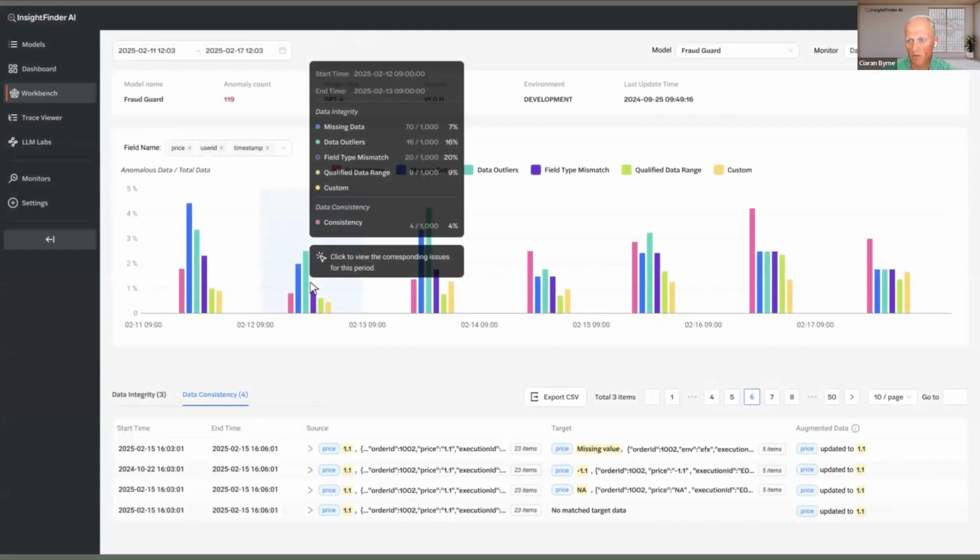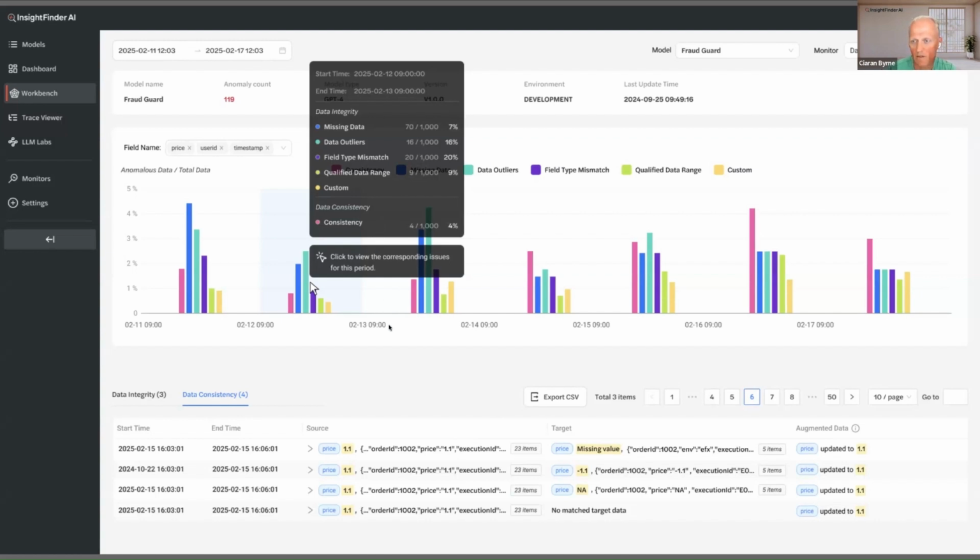Somebody has basically onboarded data quality, and they're looking at things like data integrity. Is there data missing, outliers, some kind of field type mismatch? Or if you have your own custom check, we support regex and many different flexible ways for you to perform integrity checks. This is an example of a consistency check where we have a customer that's checking trading data to see if there's actually differences between two different data sources, which is very important for them.